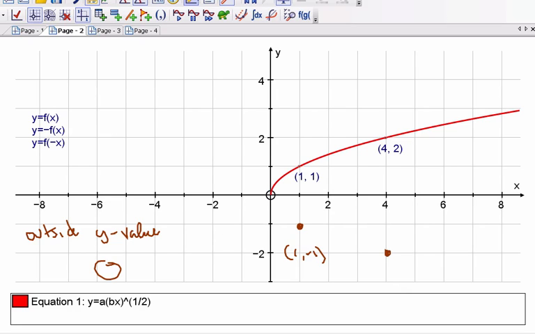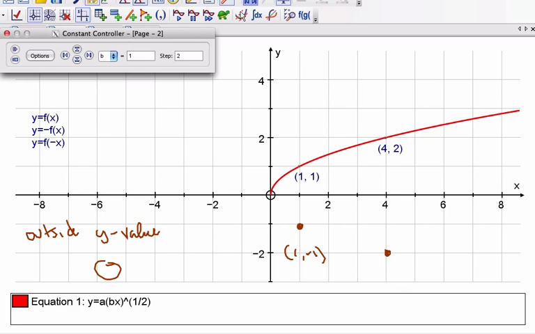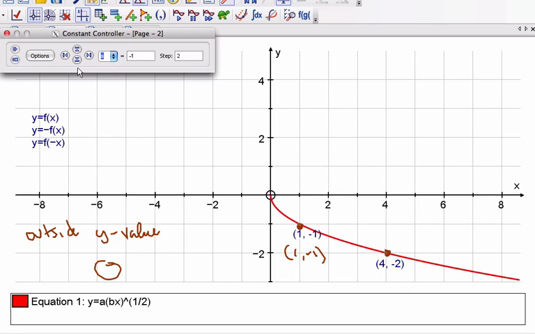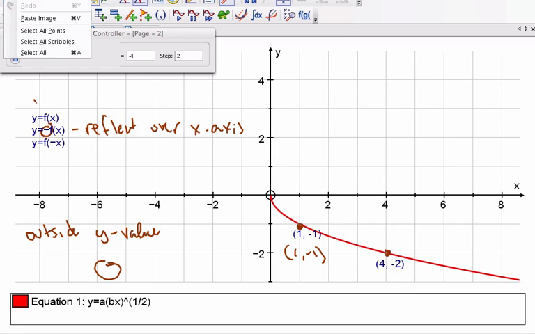And so when I change my a value to a negative 1, it does that. And so this one here is called a reflection over the x-axis. The y value has been affected, but it reflects over the x-axis. The outside of the function means it affects the y. In this case, it's multiplied by negative 1. It's a reflection over the x-axis. Okay, let us try. Let's get all our scribbles.